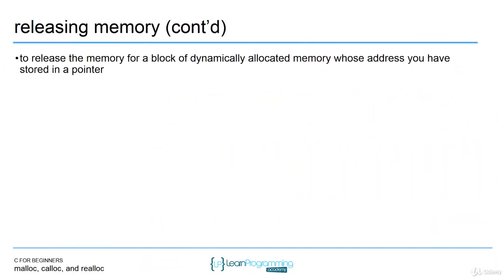To release the memory for a block of dynamically allocated memory whose address you have stored in a pointer, all you have to do is call the free function. This is in the standard lib as well. You just pass in the pointer to the free function. And usually after you pass in that pointer, you want to set it to null, because that's saying that you have no memory allocated for it.